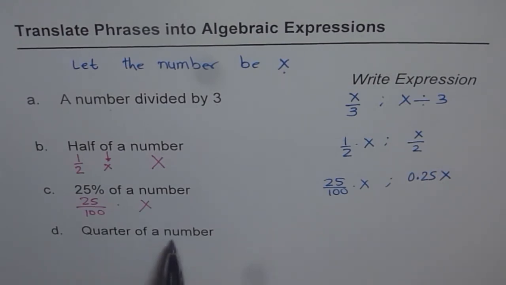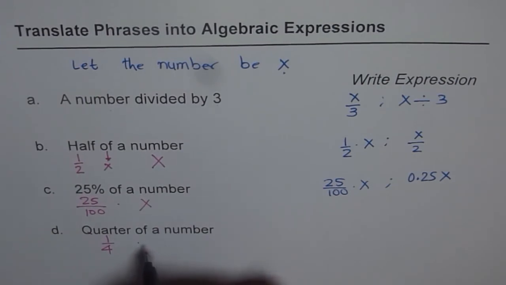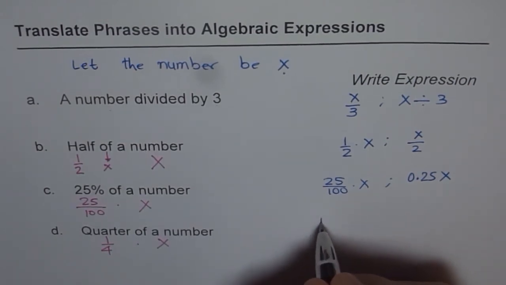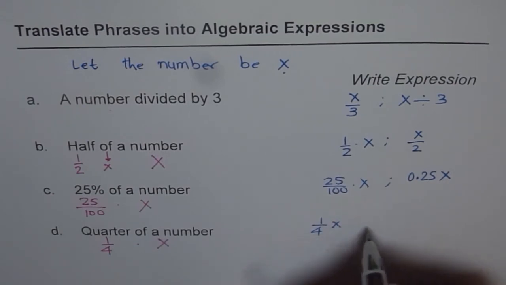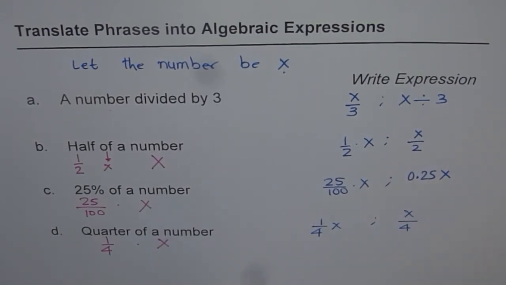A quarter of a number. Quarter is 1/4, right? Quarter is 1/4, and of means multiplication, just put a point there, and number is x, right? So what do we get? We get 1/4 of x, correct? So we have 1/4 of x, and you could write this as x over 4. So that is how you can quickly translate all the phrases into algebraic expressions.